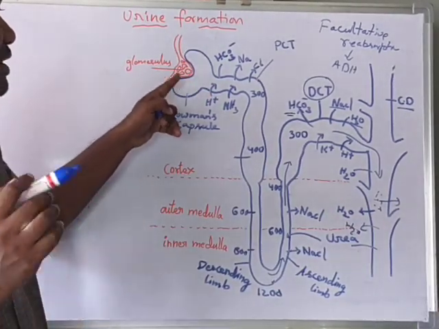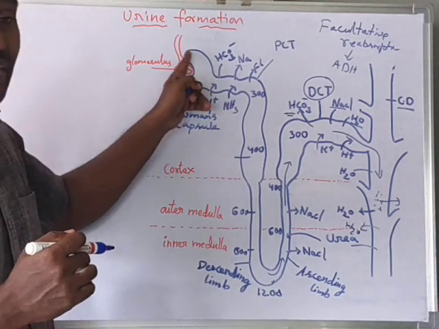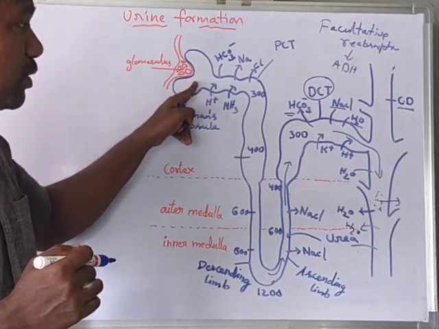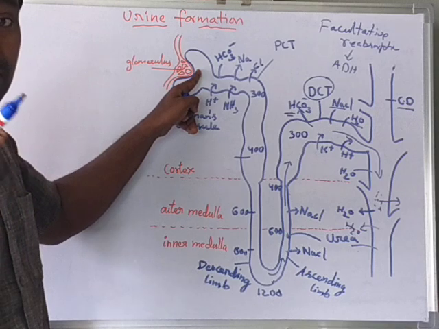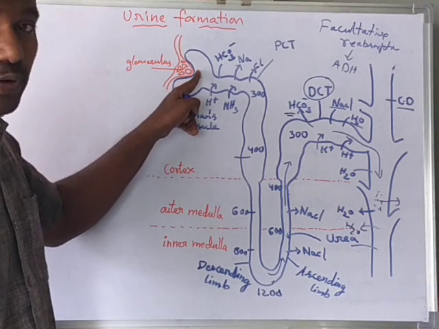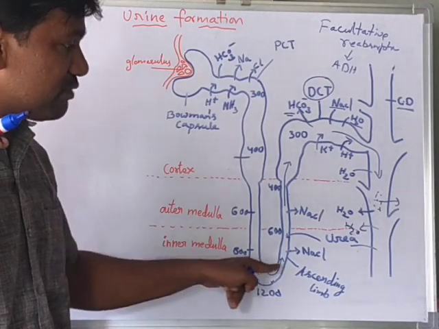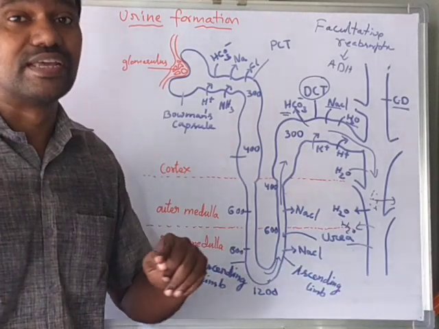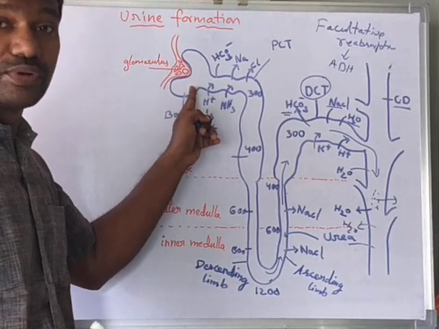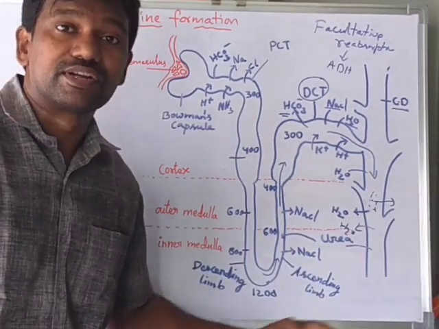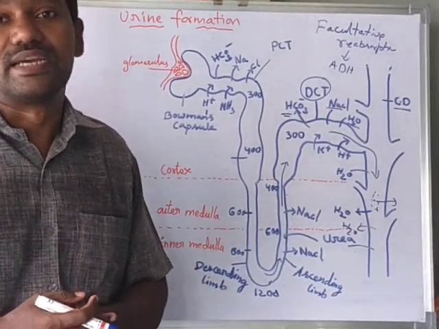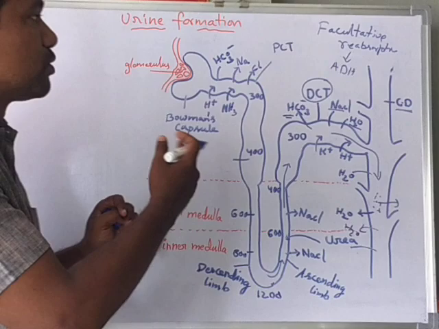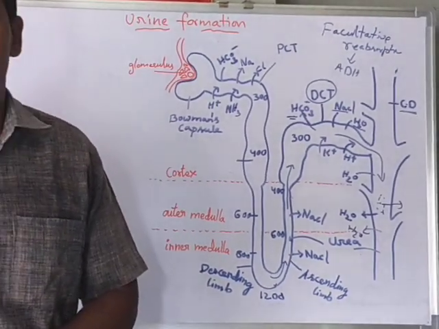In the previous video on glomerular filtration, after the glomerular filtration, when the filtered fluid comes into the Bowman capsule, we call that primary urine. The primary urine is hypotonic in nature. After the reabsorption in different segments, it is converted into hypertonic urine, that is concentrated urine. So this is about urine formation. Thank you.